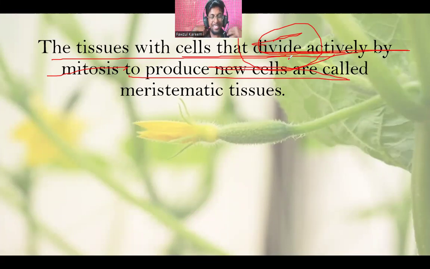I told you about meristematic tissue in Tamil, so you understand. Now I am telling it in English. The tissue that has the ability for cell division, or that divides to produce new cells, is called meristematic tissue. Is the definition clear? The tissues with cells that divide.